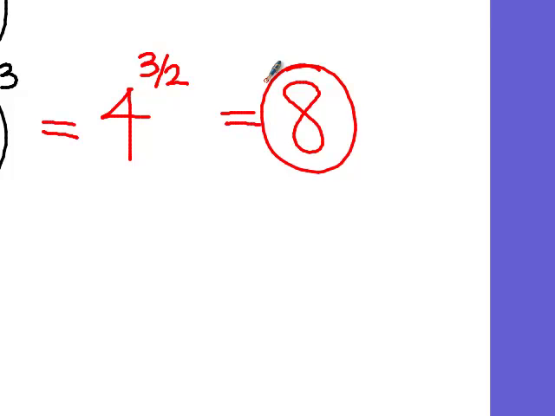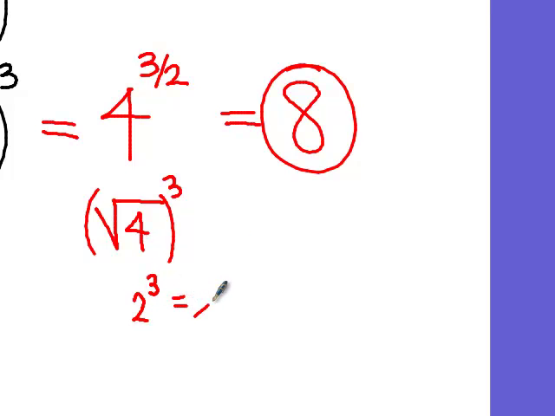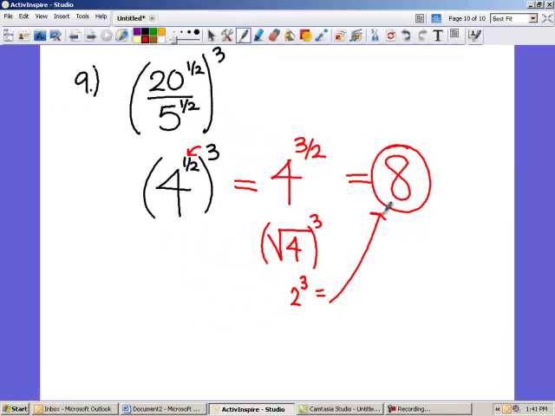And let me explain to you, in a previous section we learned how to make these into radicals. Remember, the bottom is the root and the top is the exponent. So the square root of 4 is 2. And 2 to the 3rd power, it is 8.